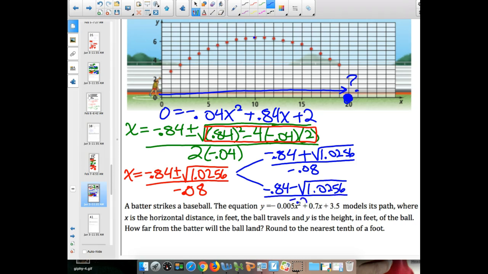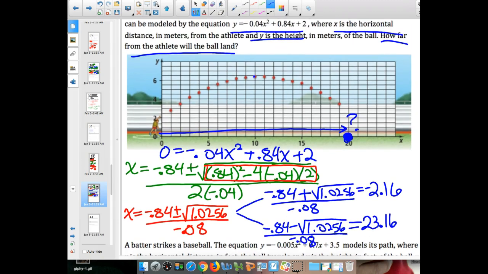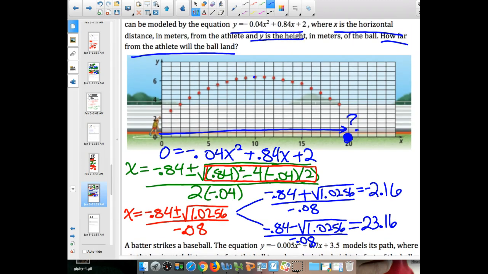Now, this time, when we solve these, when I do this one with the plus, and I plug it into the calculator, reminder, do the top, and then your last step is always to divide. When I do this one, I'm going to get negative 2.16. When I do this one, I'm going to get 23.16. Now, if we go back to what we were finding, reminder, I'm asking you how far from the person did the ball go?